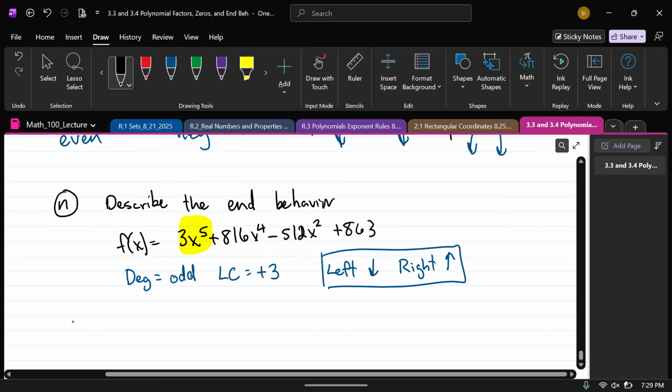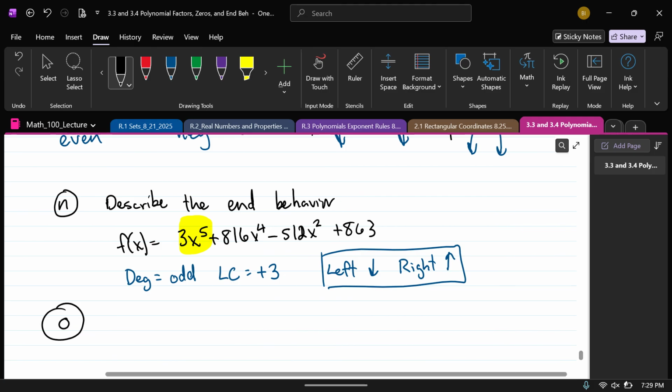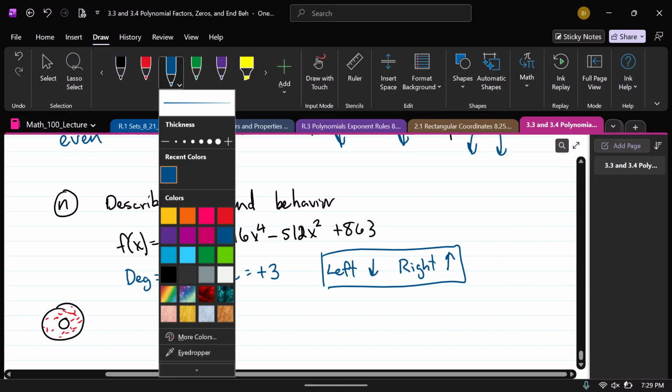Let's do one more. The donut example is a good one to end on. You can put your sprinkles on your donut if you want to. I'll put on some red sprinkles, a little bit of patriotic blue sprinkles.